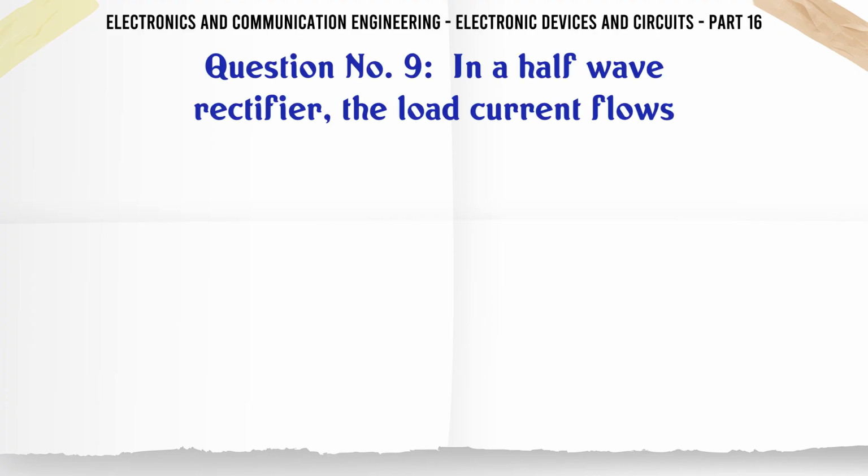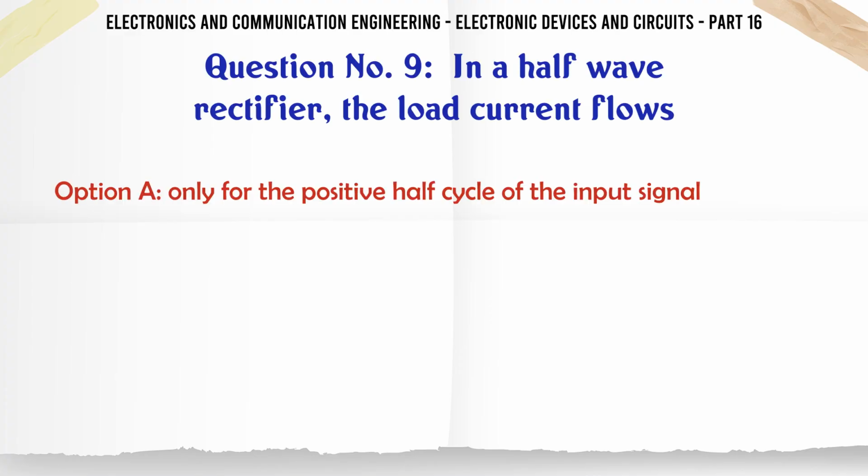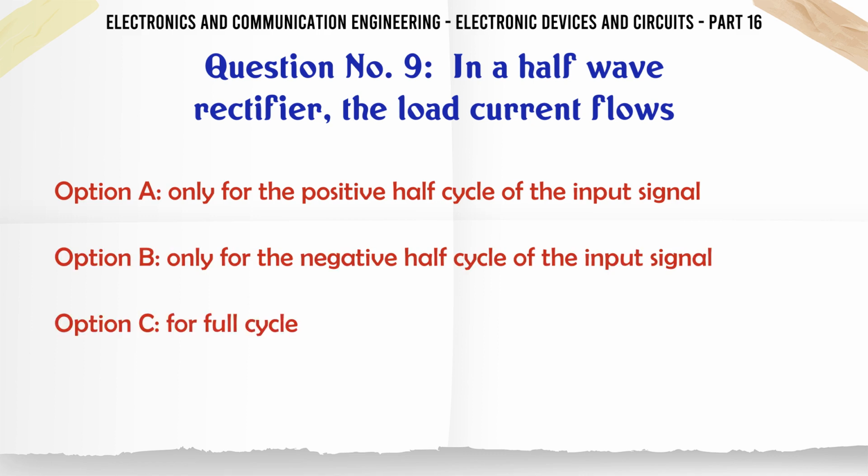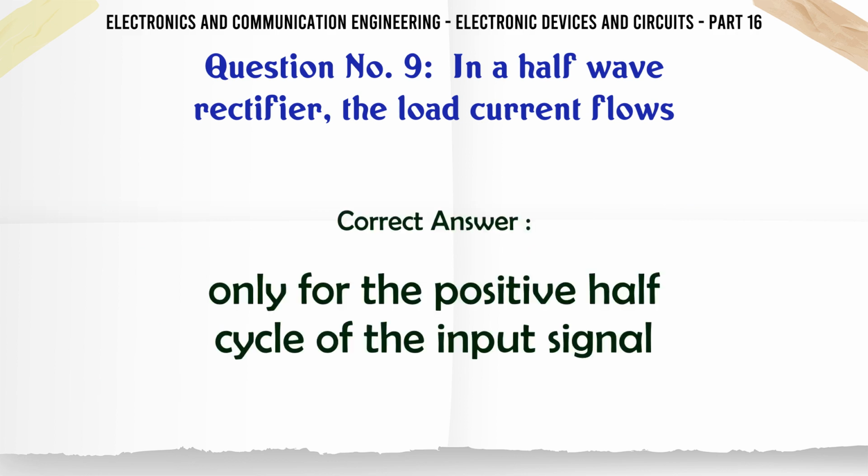In a half-wave rectifier, the load current flows: A. Only for the positive half cycle of the input signal. B. Only for the negative half cycle of the input signal. C. For full cycle. D. For less than fourth cycle. The correct answer is only for the positive half cycle of the input signal.